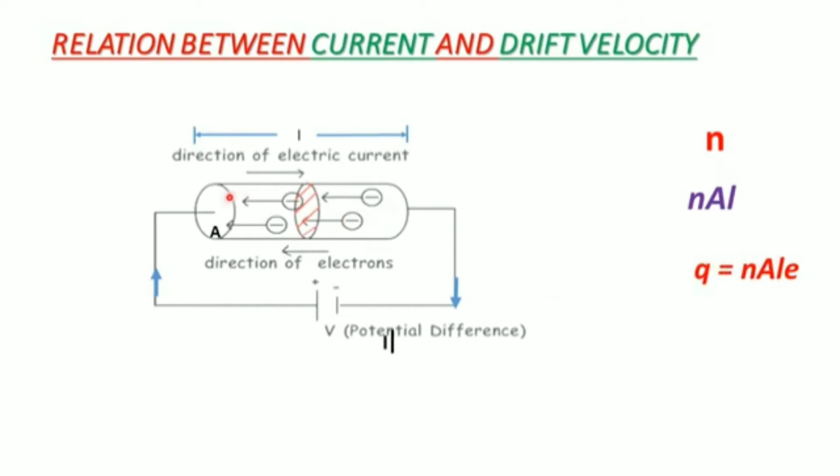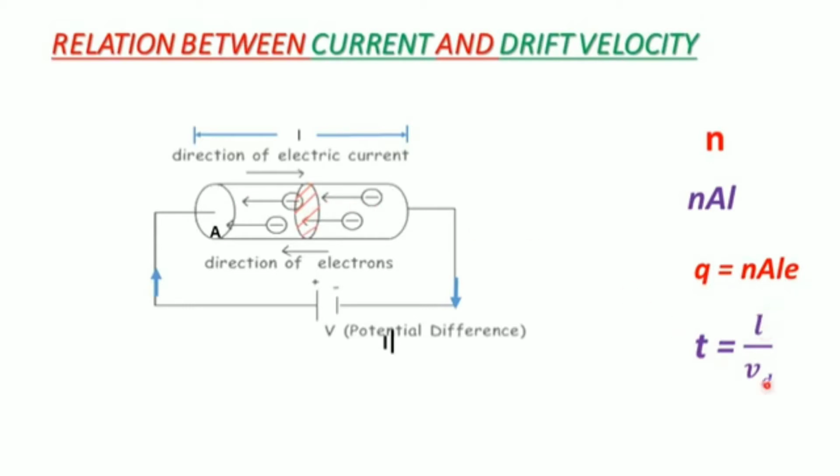And these many electrons are crossing this conductor in a certain interval of time. That time is T. How much will be that time? Distance by drift velocity of the free electrons. L is the length. L by Vd is equal to T.